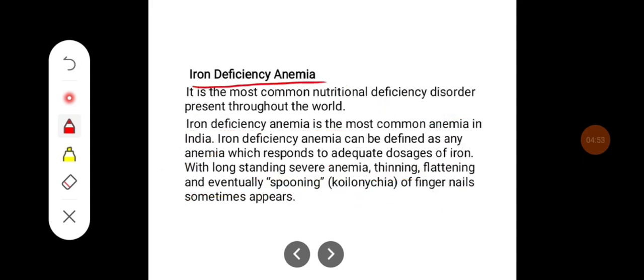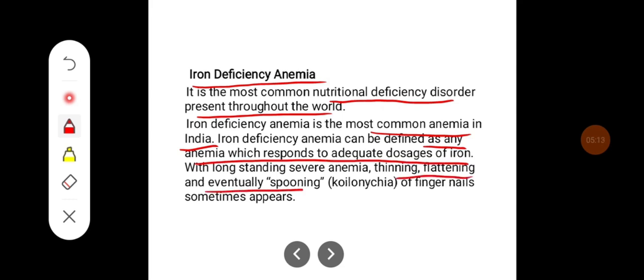Iron deficiency anemia. It's the most common nutritional deficiency disorder present throughout the world. Iron deficiency is the most common anemia in India. Iron deficiency anemia can be defined as any anemia which responds to adequate doses of iron. With long-standing severe anemia, thinning, flattening, and eventually spooning, that is koilonychia, of the nails of the fingers sometimes appears.